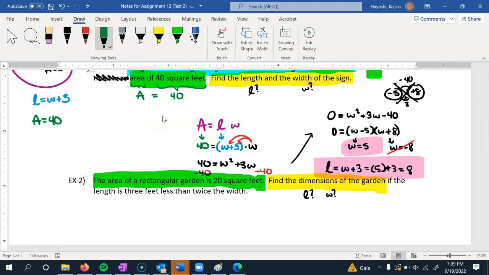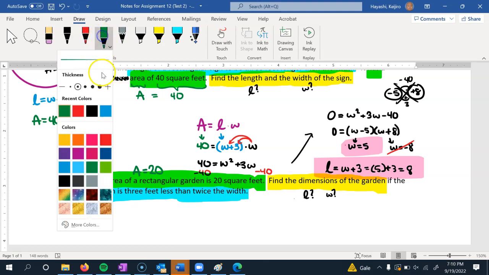What is that in math speak, in an equation? Just A equals 20. Kind of like that A equals 40 from before. Find the dimensions of the garden, which means we're looking for L and W. If the length is 3 feet less than twice the width. So it looks like we're going to get another equation here.